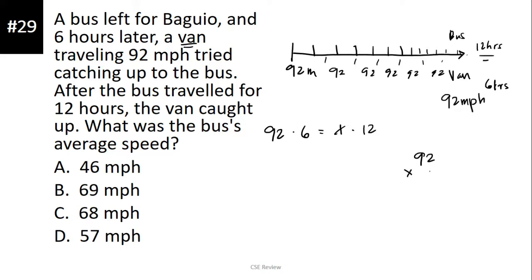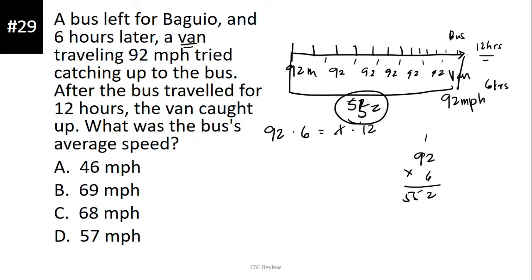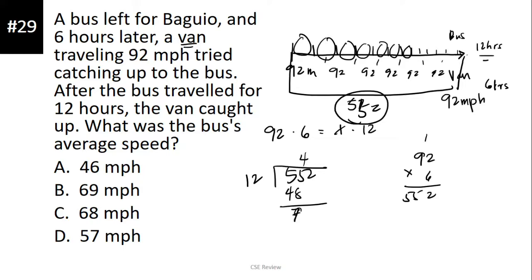So, 92 times 6 is going to give us 12, 54, 55. So, 552. Etong layo na ito, ibig sabihin, yung mahaba na yan is equal to 552. Binyahe ng van for 6 hours, 92 miles per hour. So, gagawin natin next is to determine kung ilan kilometro ang binabiyahe ng bus sa loob ng isang oras. So, what we're going to do is 552 divided by 12. It's going to give us 4, which is 48. It's going to be 72, which is going to give us 6. So the answer is letter A, 6.